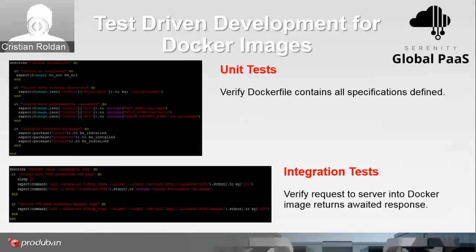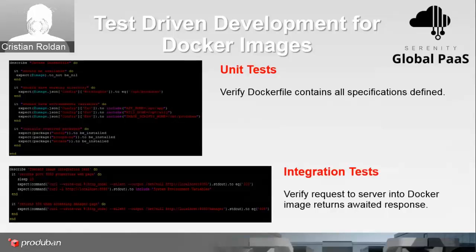Okay, here we have two examples. Unit tests verify that the Dockerfile contains all the specifications defined. Really, it executes a docker inspect command and verifies that all the specs that I have declared in the RSpec file are included in the docker inspect response. I can verify the exposed ports, the environment vars, working dir, package installed, users, or a lot of things.